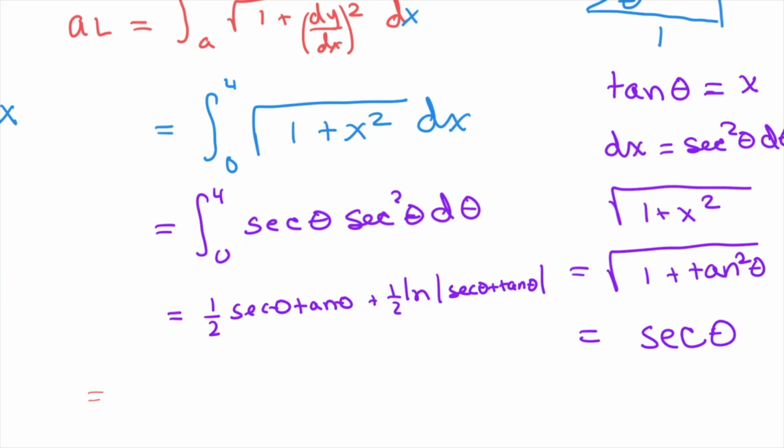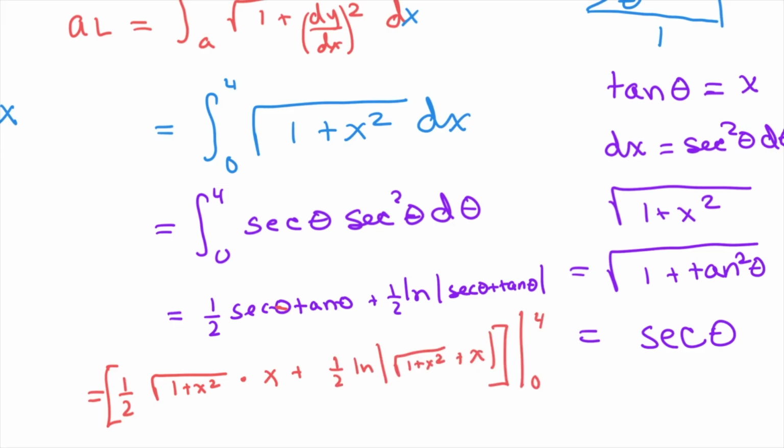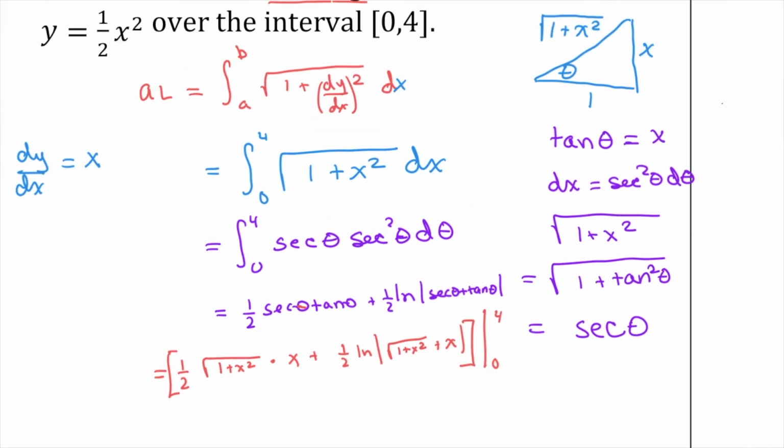Now we're ready to go back to our triangle and substitute in. We know that the secant of theta, according to the triangle, is going to be the square root of 1 plus x squared, and the tangent of theta is x. Plus, we'll have 1/2 natural log absolute value, again, the square root of 1 plus x squared, and next we will have a plus x. Once we have the x values back into our problem, we can take our answer and substitute 0, 4. So go ahead and complete this question.